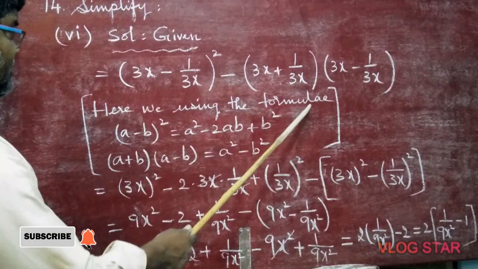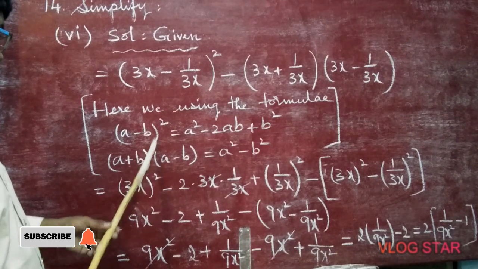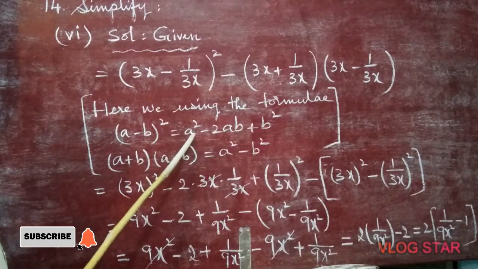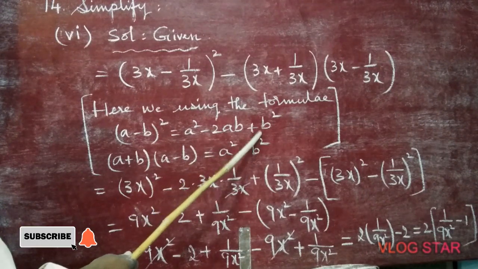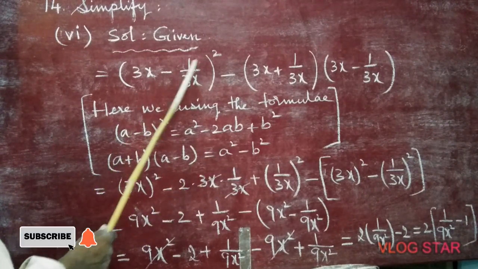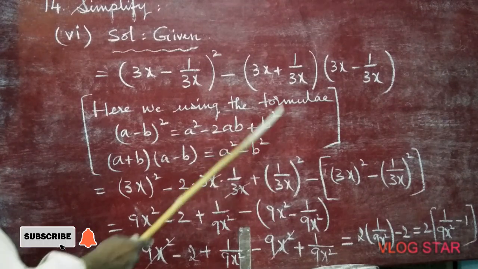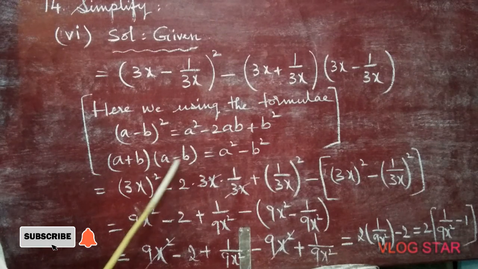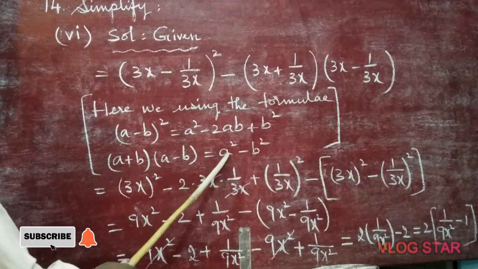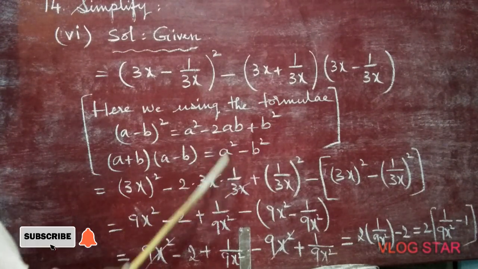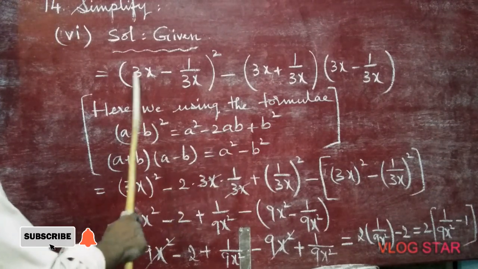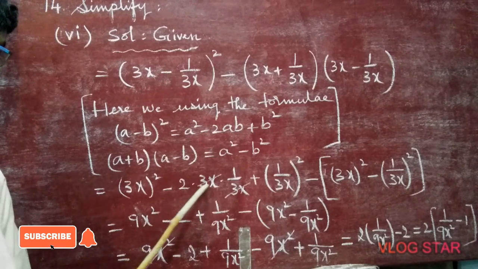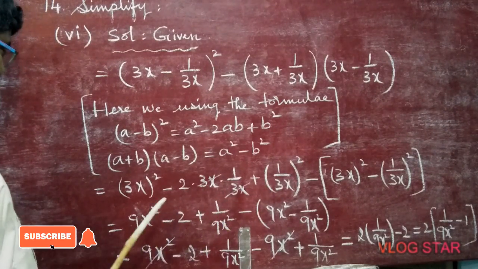Here we are using two formulas. (a−b)² is equal to a² − 2ab + b². This one is the (a−b)² formula. And the remaining second term is in the form of (a+b)(a−b), that is equal to a² − b². So these two formulas at a time we are using. So a² − 2ab + b².